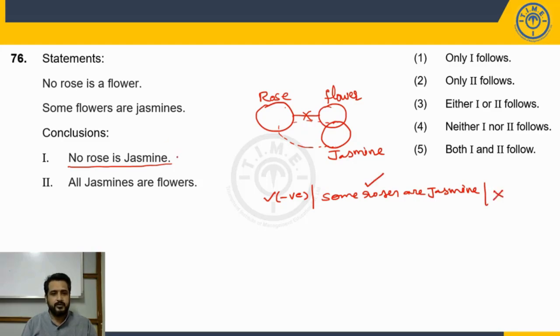Now what is the second conclusion? The first conclusion is false. All jasmines are flowers. Are all jasmines within the flower? No. The second conclusion is also false. So neither 1 nor 2 follows. Choice 4.